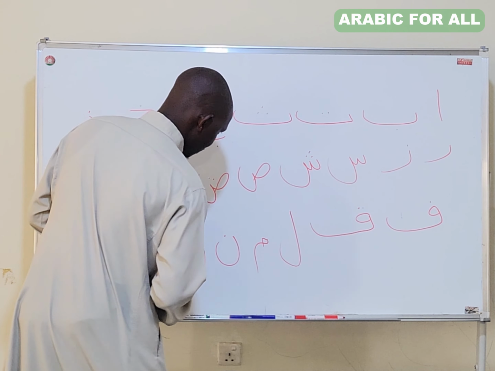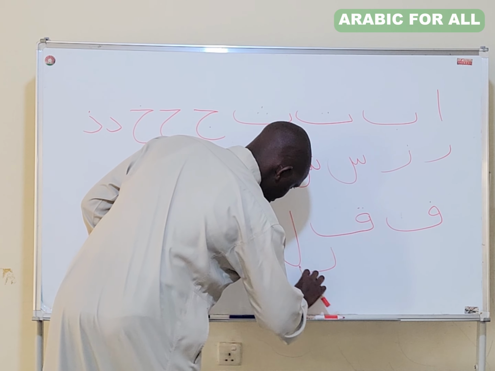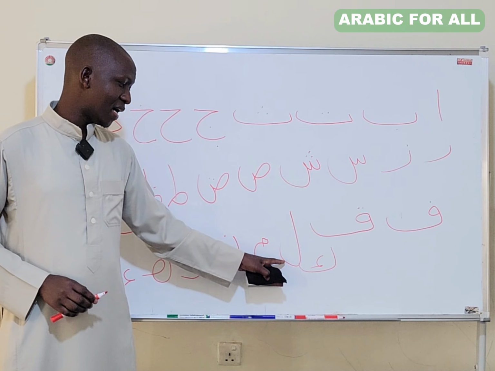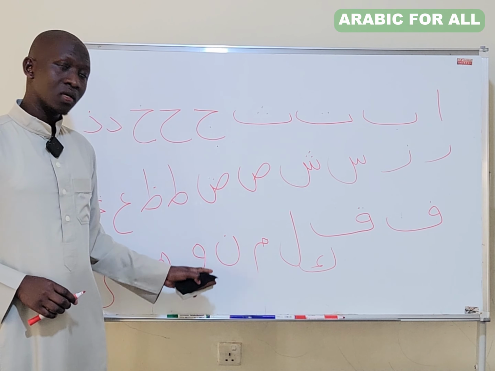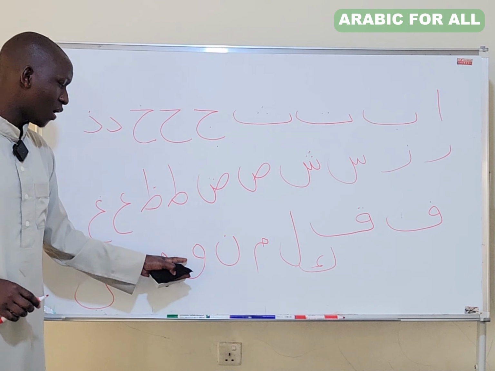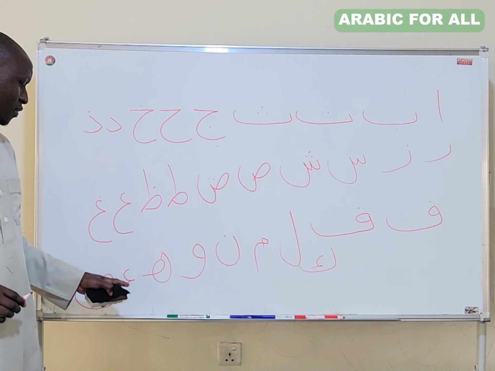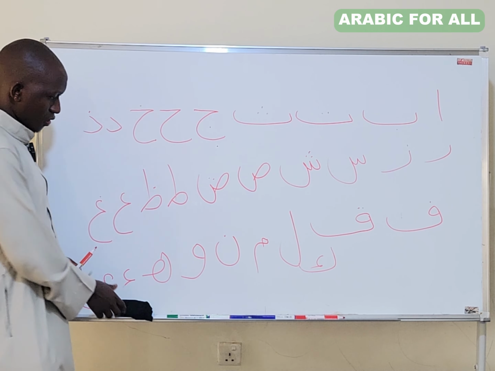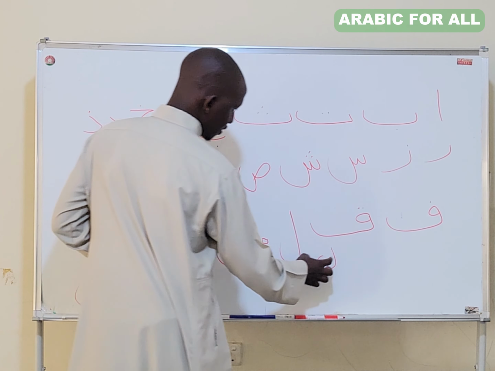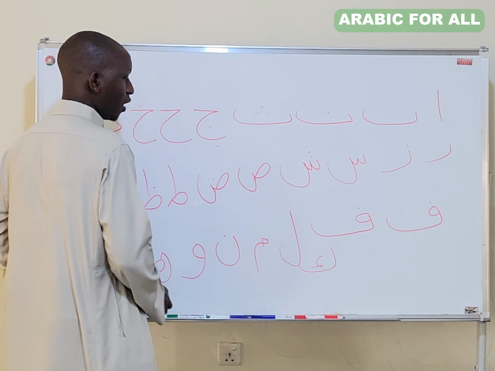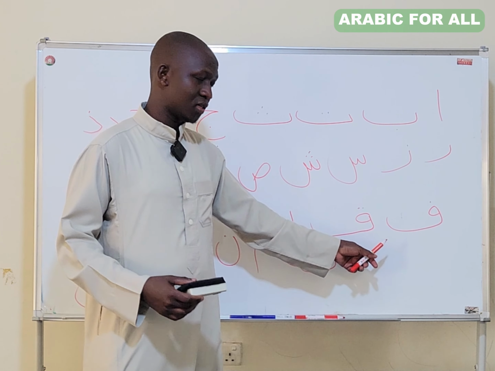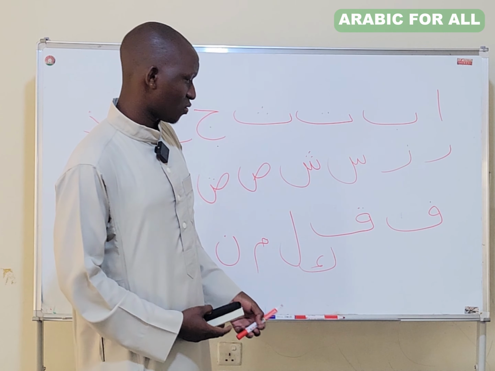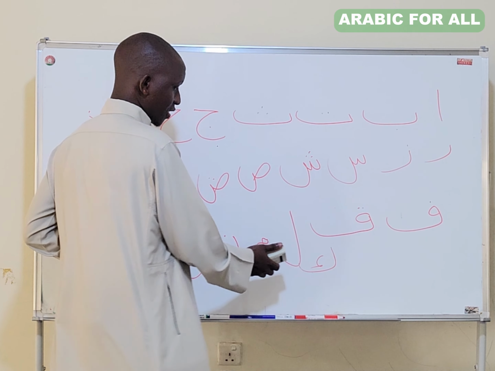Kaf. There's one called kaf, which comes after qaf. It is called kaf, and then lam, then mim, noon, waw, ha, hamza, and then ya. Those are the letters we have. This kaf is just immediately after qaf. Qaf, you can call it Q in English letters. It is equivalent to Q. Then kaf is equivalent to K if you want to pronounce them correctly.